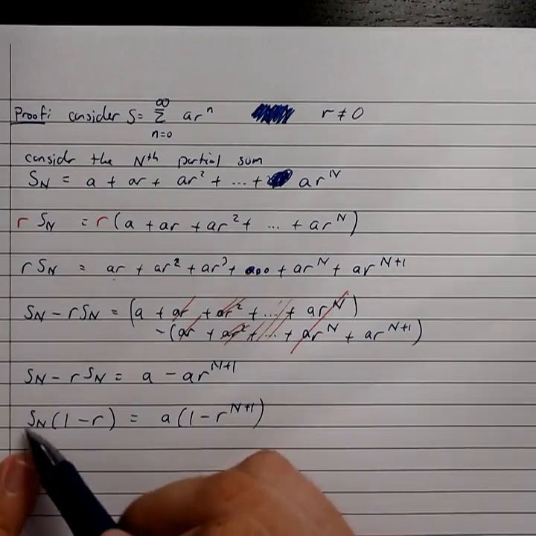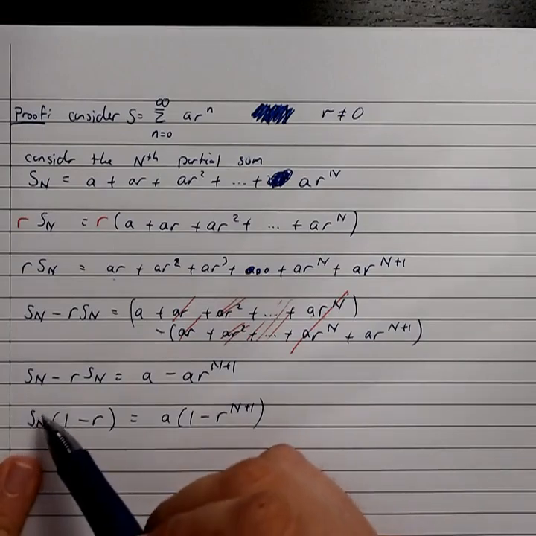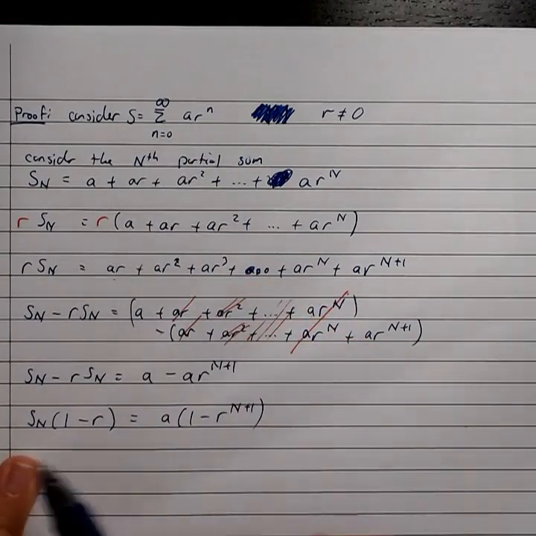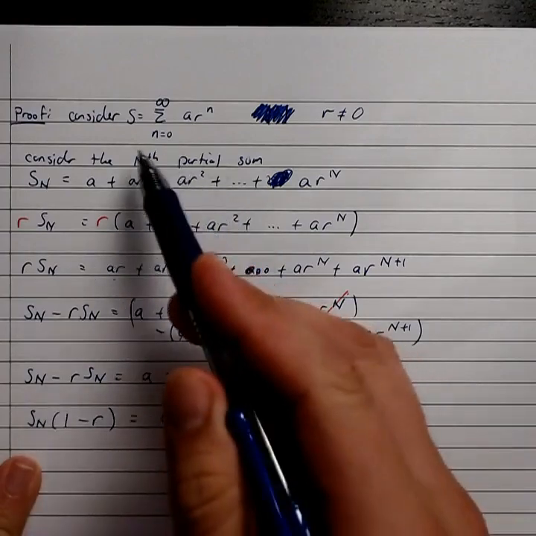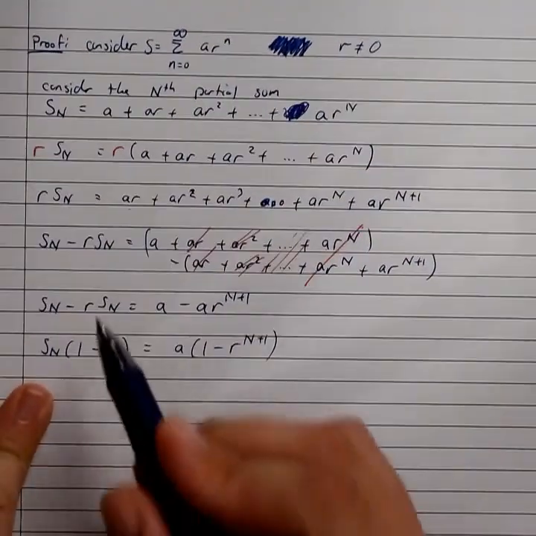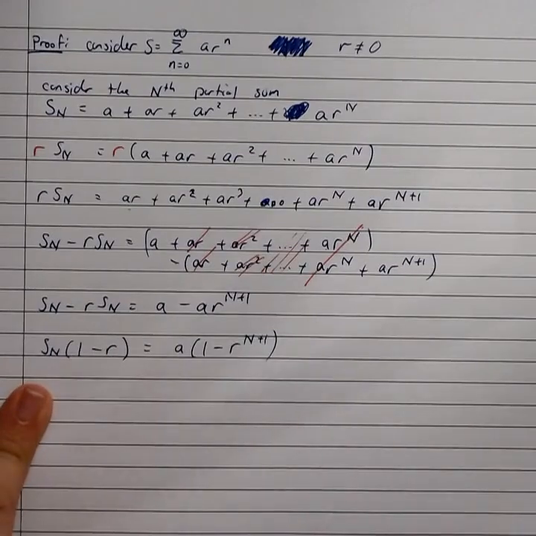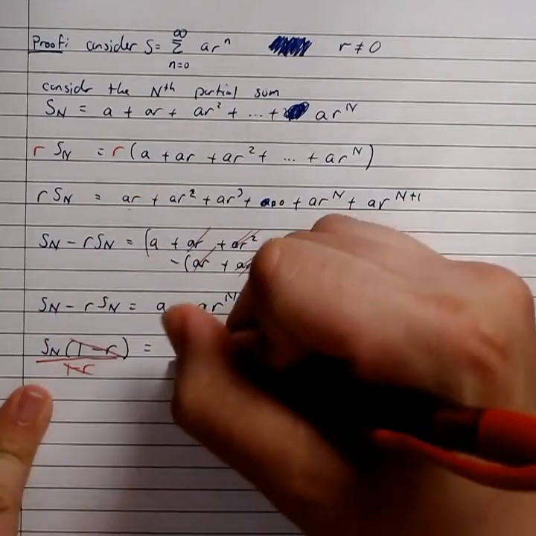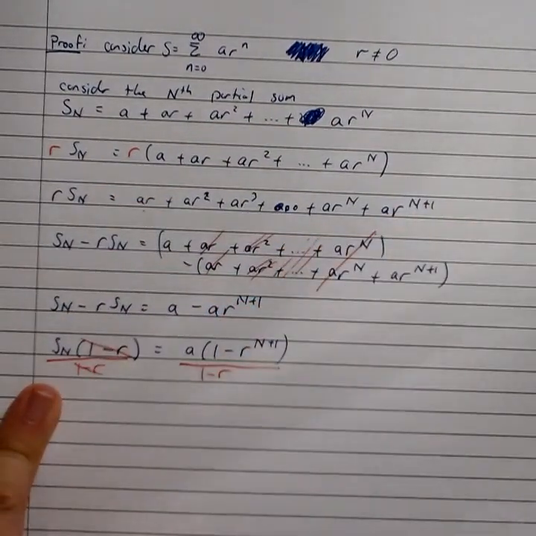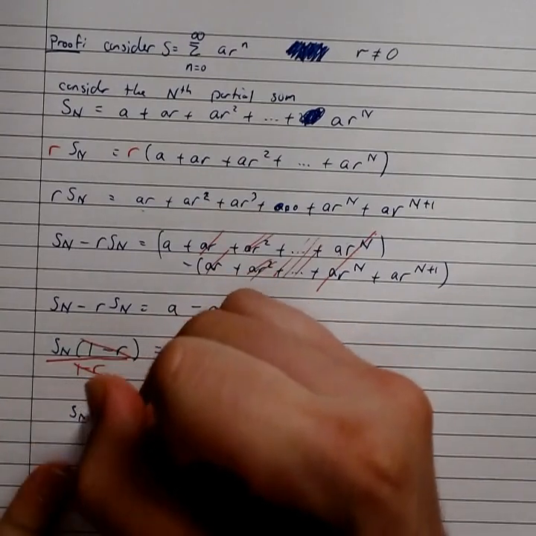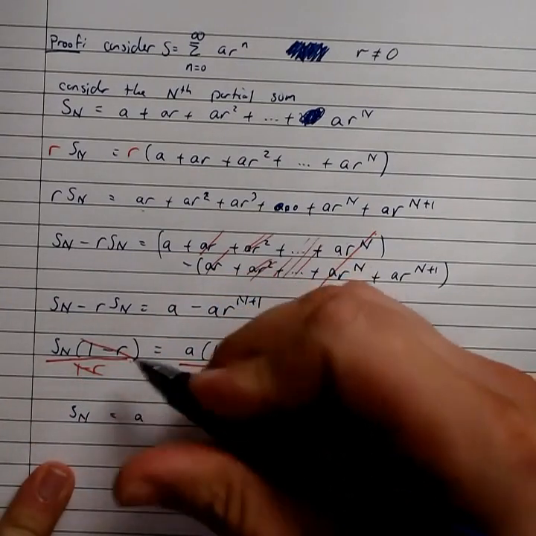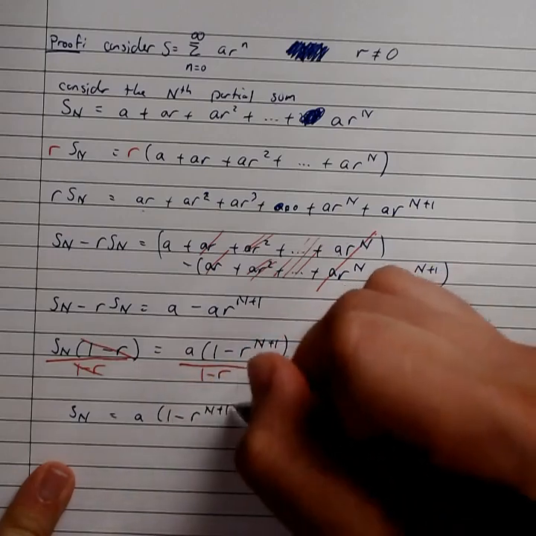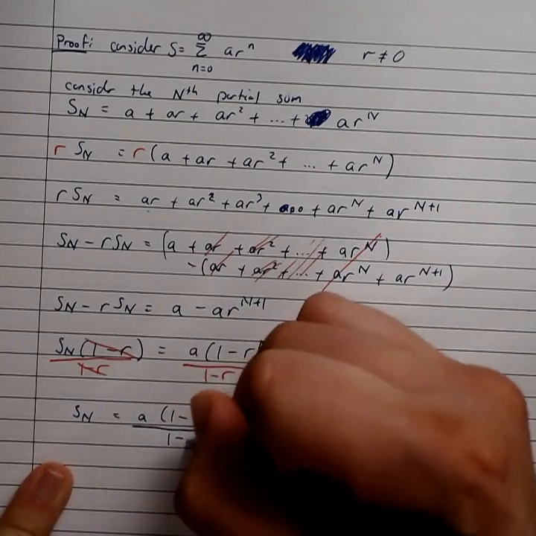Now, if I know things about S sub n, in particular if I know that it converges, that'll be enough to tell me that this converges. So the partial sums are what I'm really interested in if I'm trying to figure out what happens to my series. So let's go ahead and divide both sides by 1 minus R to isolate my S sub n. So here this will give me S sub n equals A times 1 minus R to the n plus 1 over 1 minus R.